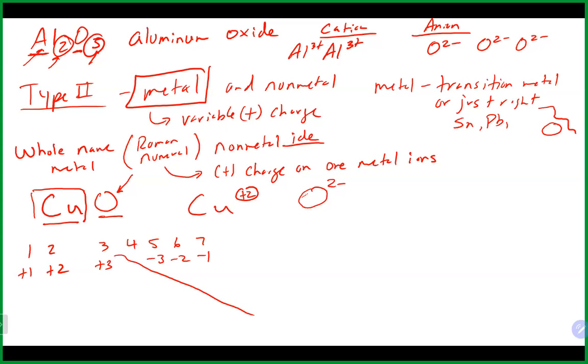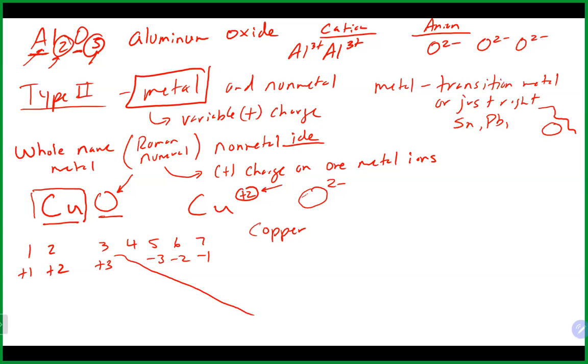So when we take +2 and -2, it equals 0. Once you determine that, you have everything that you need to actually do the name. The name here would be the same idea. We're going to use the whole name of the metal, which would be copper. Now, here's where the Roman numeral comes in. It is the charge, not how many you have.